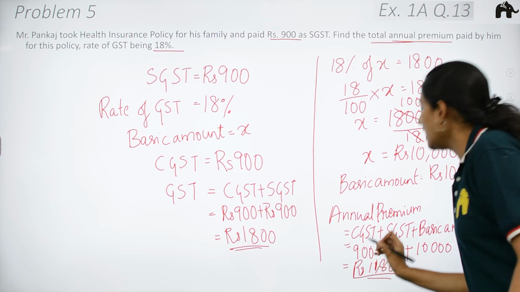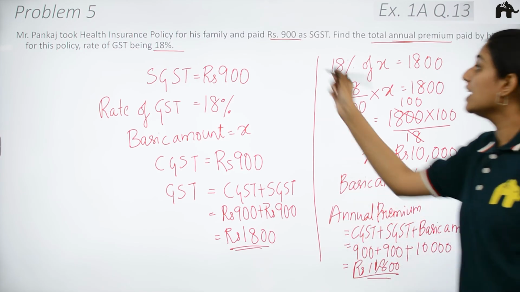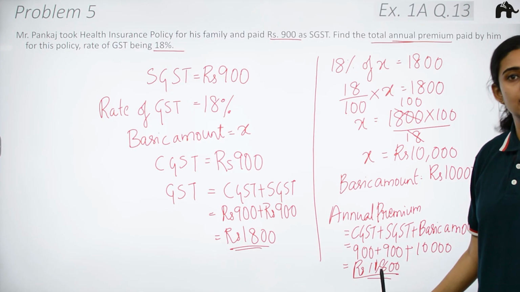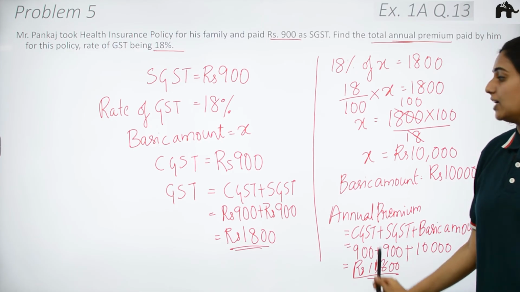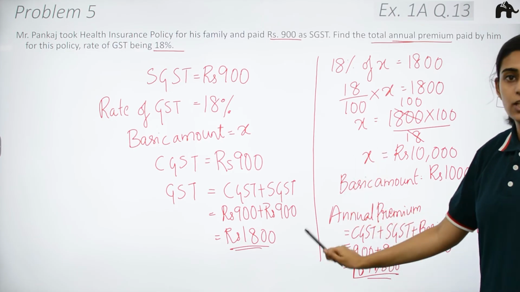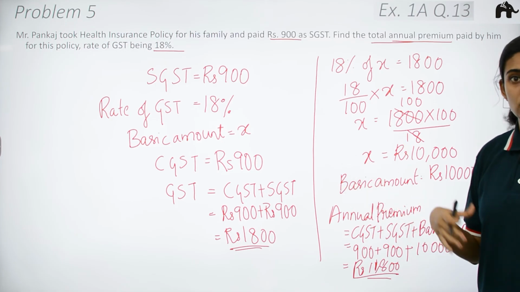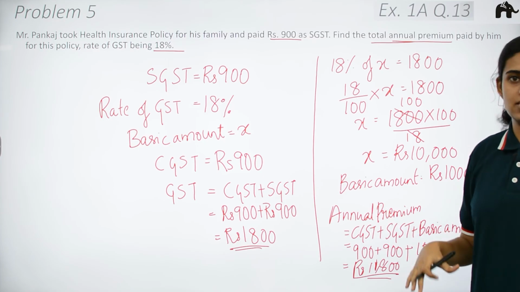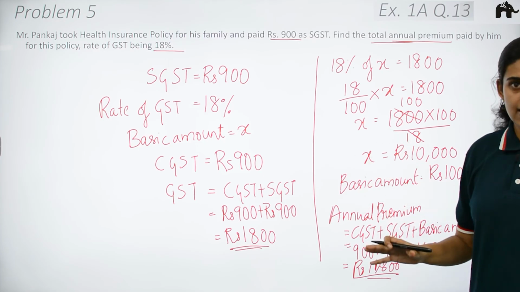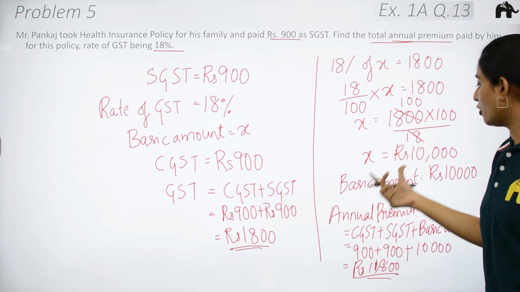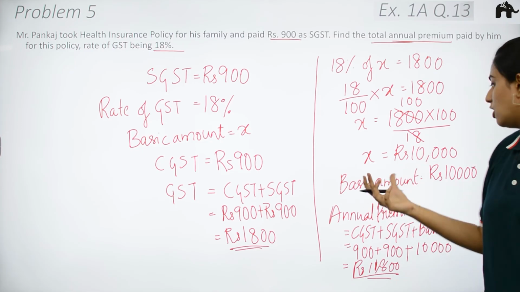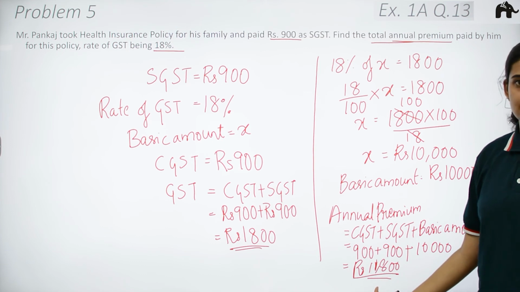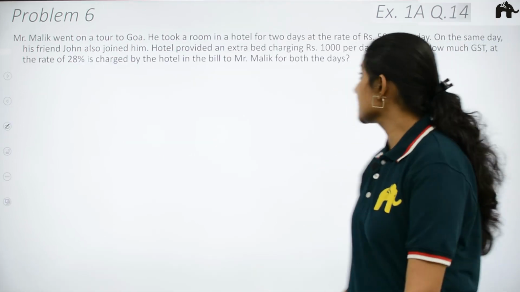That is the total annual premium paid by Mr. Pankaj will be equal to rupees 11,800. Clear? We calculated the value of X, that is the basic amount, because here it was not given. Only the SGST and rate of GST was given, from which we calculated X. Adding the value of basic amount and the GST, we got the annual premium. Clear? We'll move on to the next question. Let's move on to problem number 6.